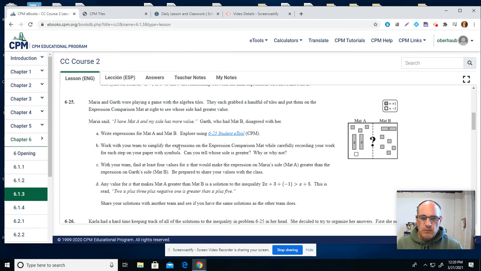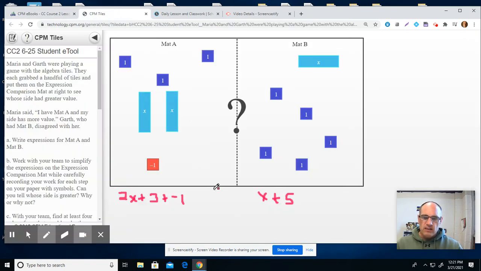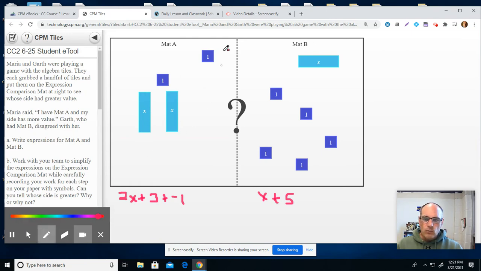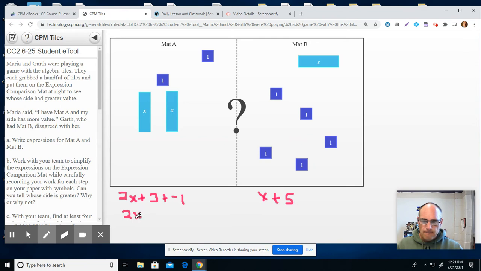Work with your team to simplify the expression on the expression mat. Carefully record your work for each step on your paper with symbols. Tell which side is greater. All right, so here's the key. We're going to write our work down as we're doing it. So the first thing we always take care of is 0 pairs. So I have a set of 0 pairs on this side, so I can take them off. I don't have any more 0 pairs, so I'm going to write down what I have left. So I still have 2 x's on this side, and I have 2 1s.